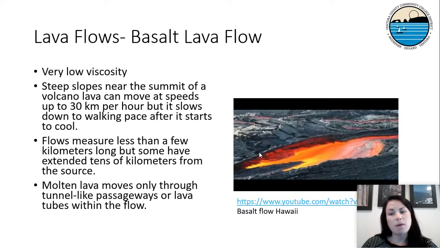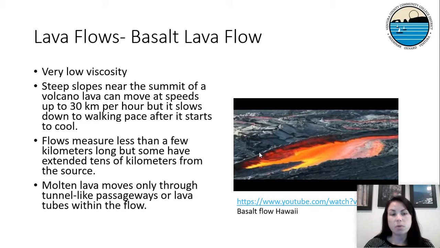So let's first talk about lava flows. These are typically basalt, and they have very low viscosity. So on steep slopes near the summit, volcano lava can move at speeds up to 30 kilometers per hour, but it slows down to a walking pace after it starts to cool. So right near the source of where the volcano is erupting, it can be quite fast. But of course, the further away it gets, and the more surface area it has a chance to cool and slow down. Flows measure less than a few kilometers, but some have extended tens of kilometers from the source.